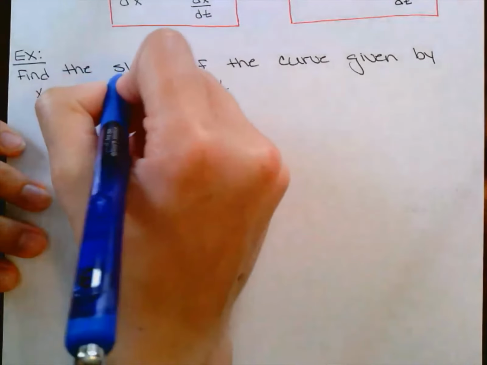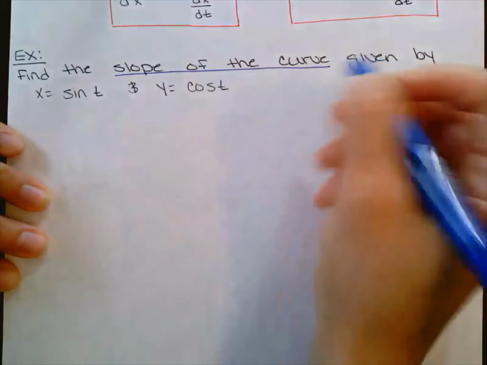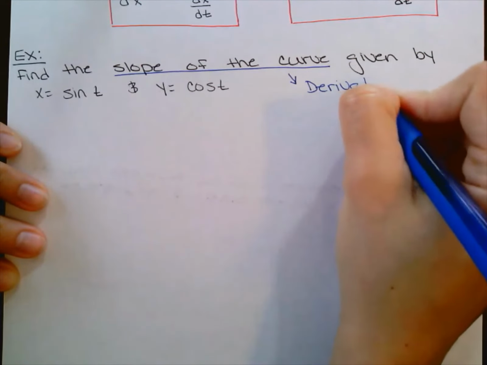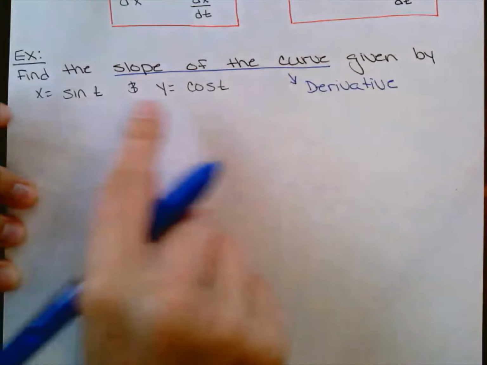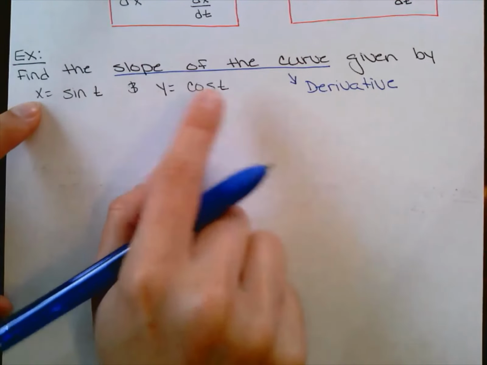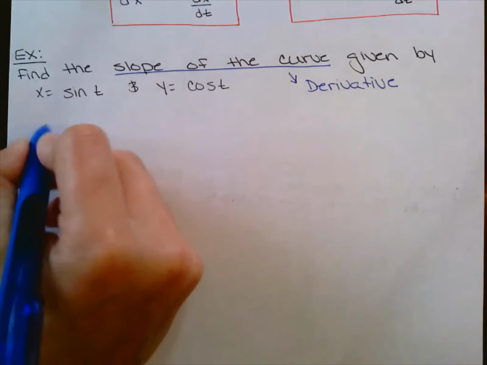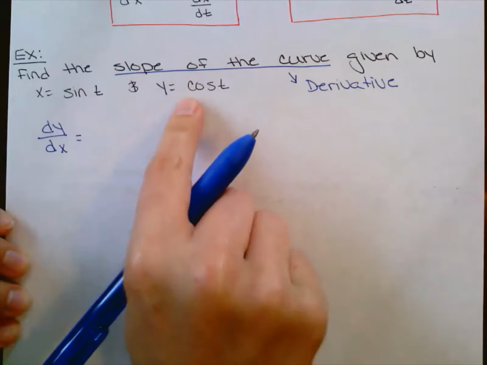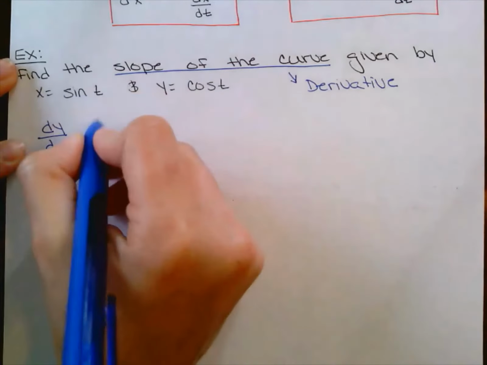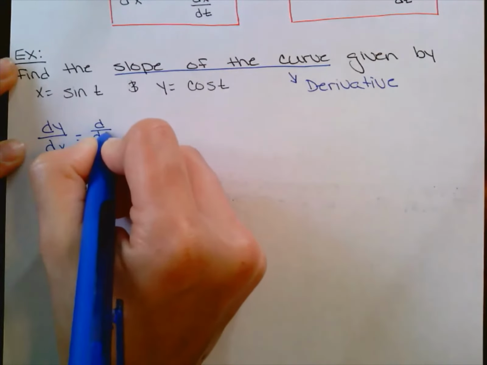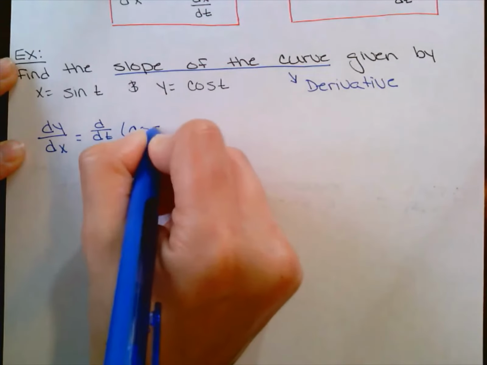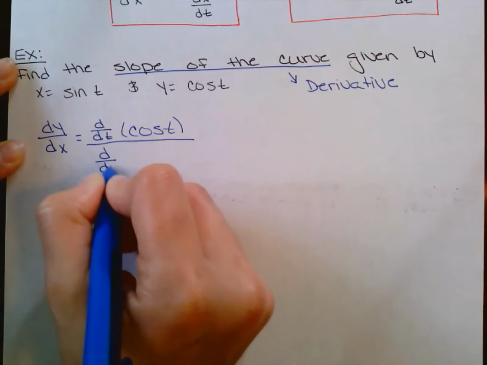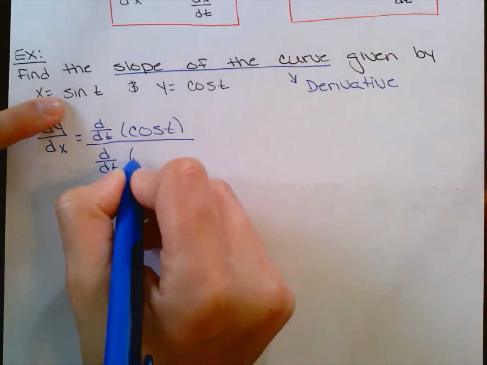To begin with, the wording slope of a curve is some fancy wording for derivative. Okay? Now, because I see two equations, x and y, in terms of t, I know that my derivative, dy/dx, is just going to be the derivative of the y function. So I'm going to write some fancy notation here. You don't have to do this extra step. So it's going to be the derivative of cosine of t divided by the derivative of the x, which is sine of t.